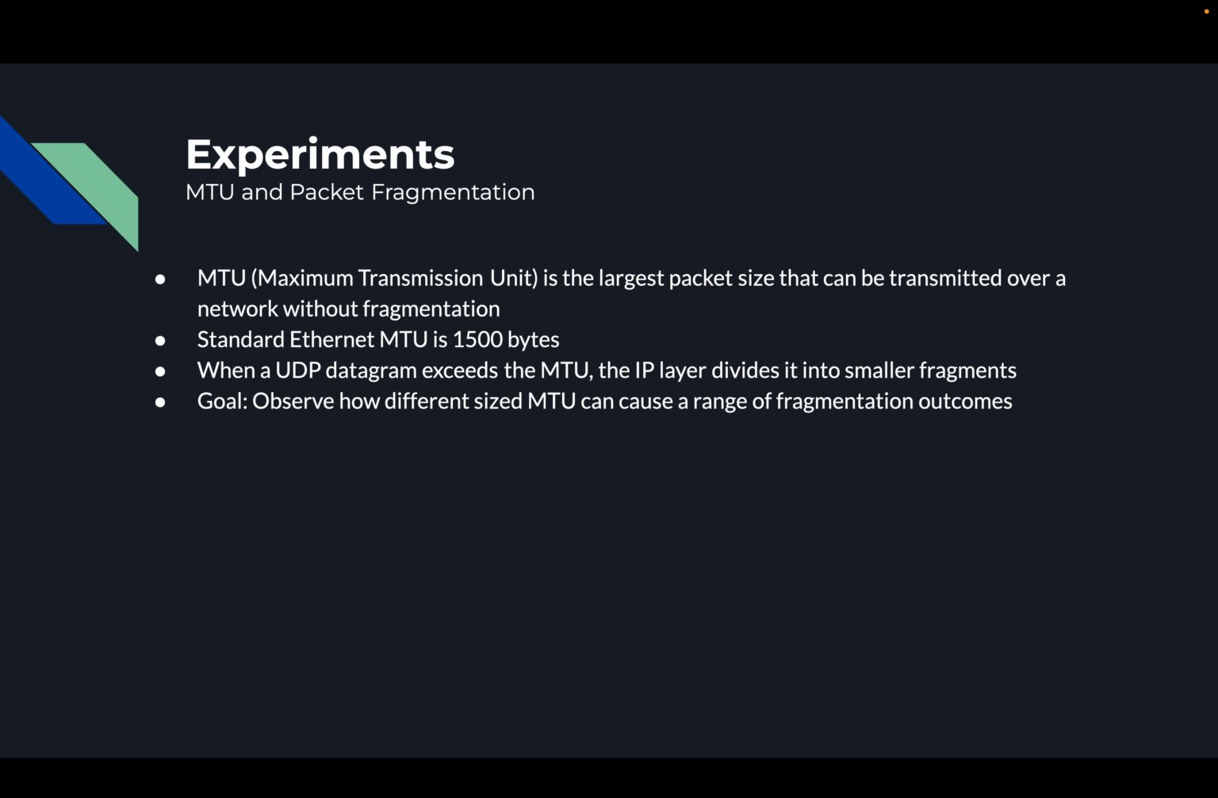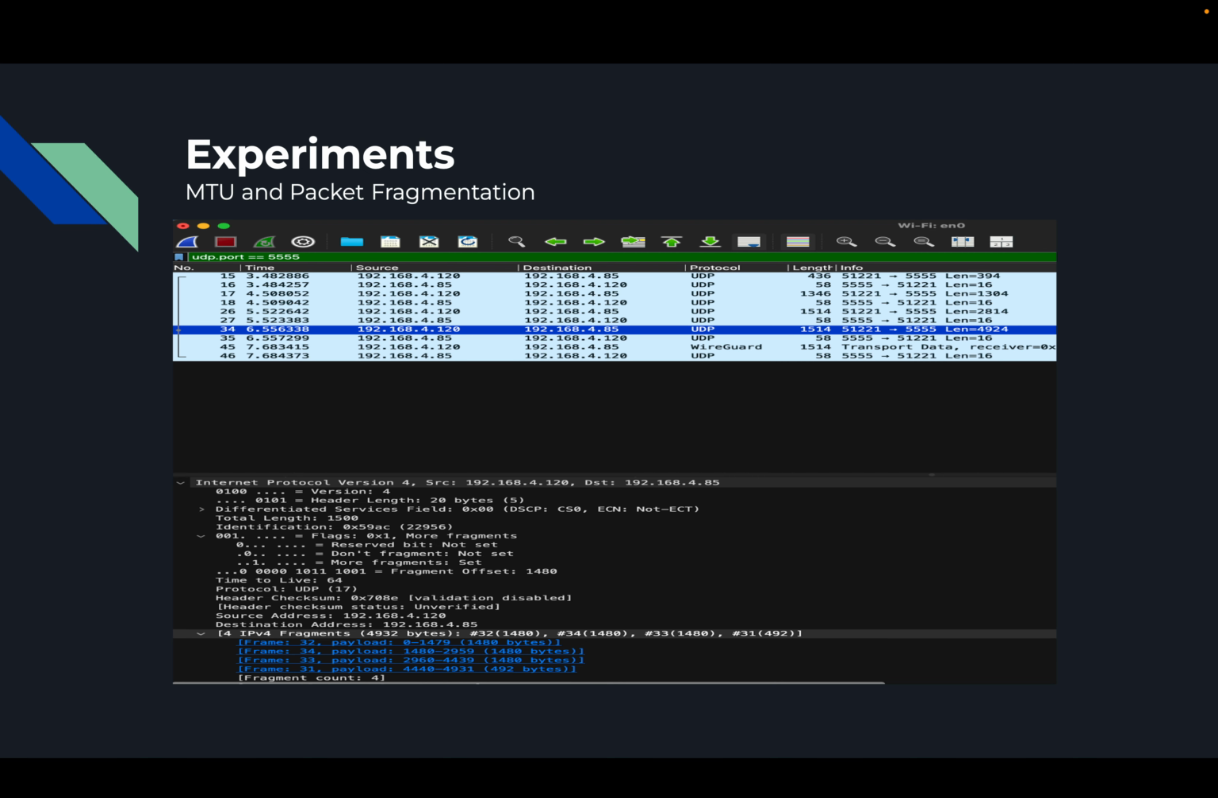All right, and our last experiment involved MTU and packet fragmentation. So MTU, or maximum transmission unit, is the largest packet size that can be transmitted over a network without fragmentation. Standard Ethernet MTU is 1500 bytes. When a UDP datagram exceeds the MTU, the IP layer divides it into smaller fragments. So our goal here was to observe how different size MTU can cause a range of fragmentation outcomes.